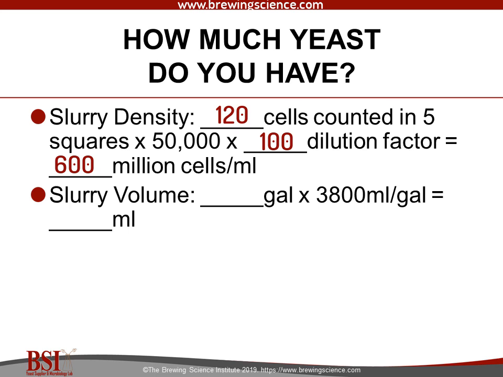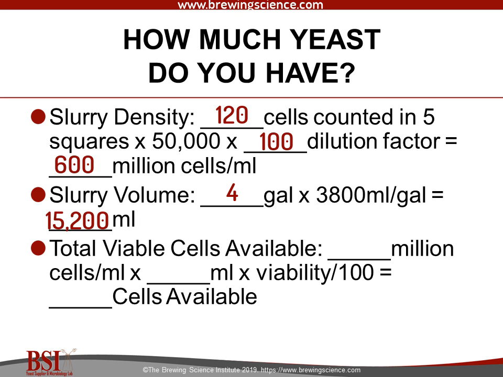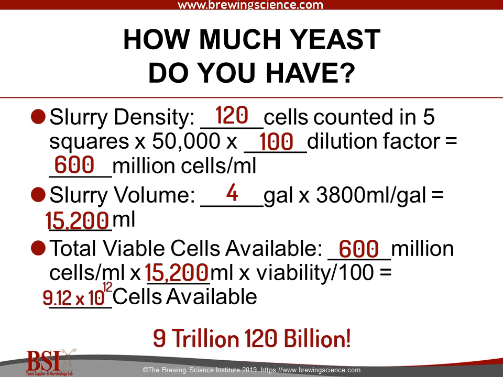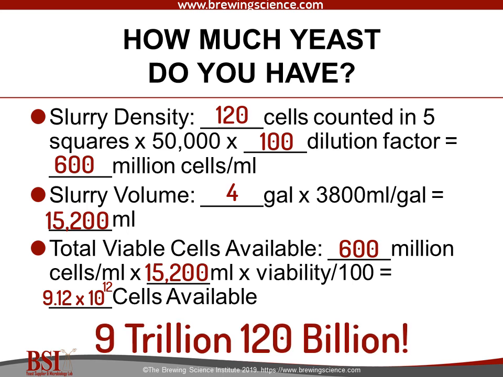Now we need to calculate the slurry volume. For this example, we'll use 4 gallons of slurry. Multiply 4 times 3,800, which equals 15,200 milliliters. Finally, we need to know the total cells available for your needs. Multiply your previously calculated slurry density, which was 600 million cells per milliliter, times your previously calculated slurry volume, which was 15,200 milliliters. In this example, we have 9.12 times 10 to the 12 total cells available, which is 9,120 billion.